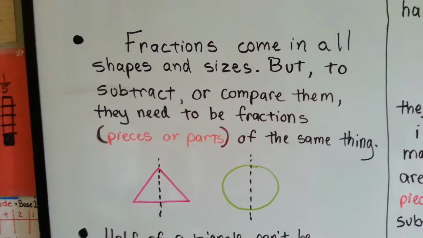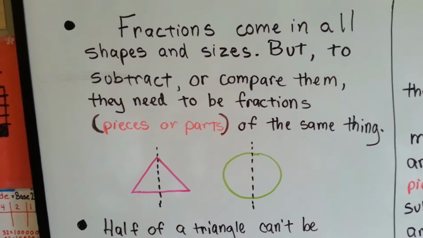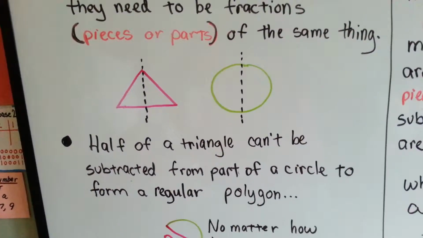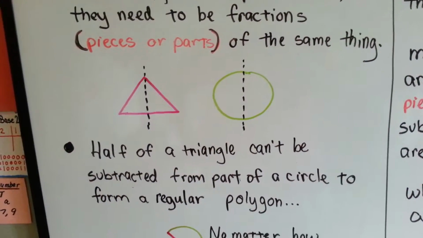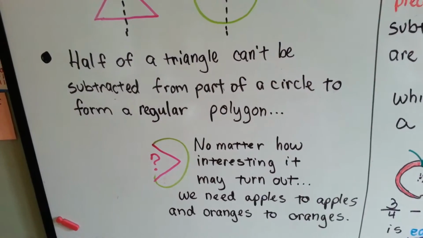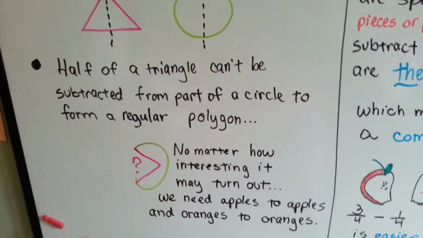Fractions come in all shapes and sizes, but to subtract or compare them, they need to be fractions, pieces, or parts of the same thing. Half of a triangle can't be subtracted from part of a circle to form a regular polygon. No matter how interesting it may turn out, we need apples to apples and oranges to oranges. Okay?